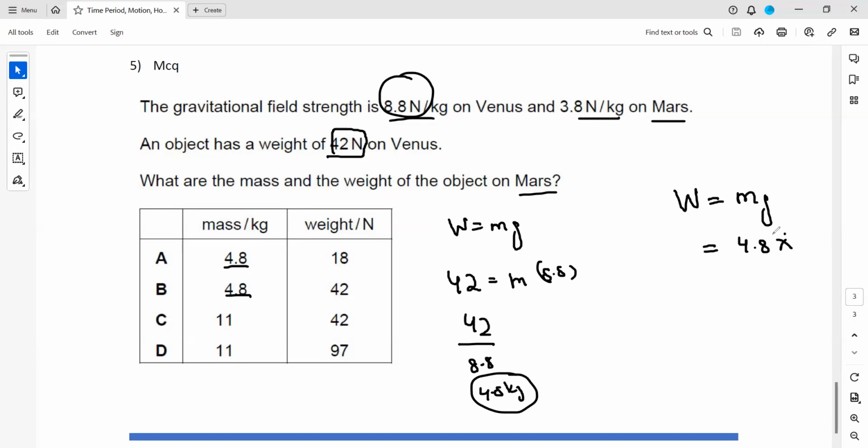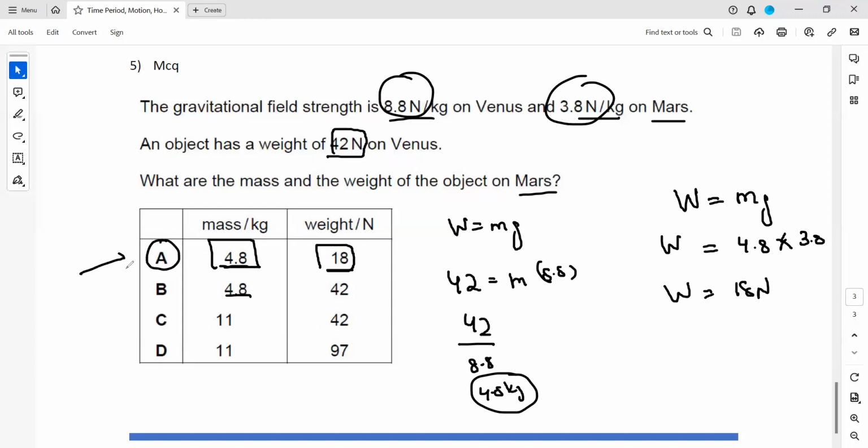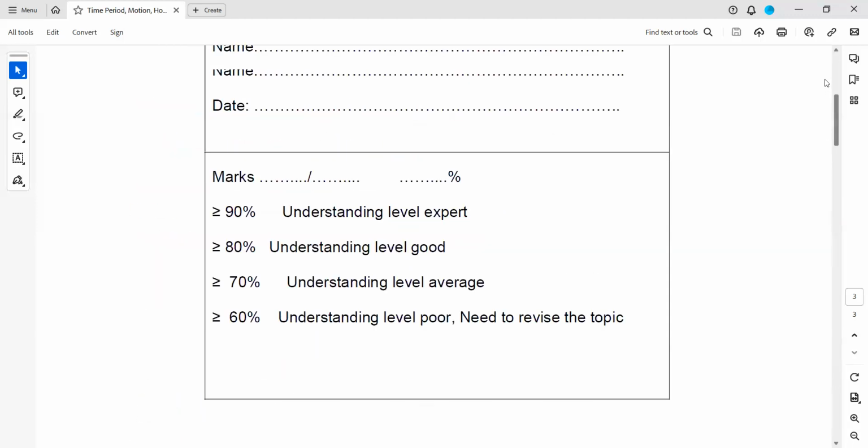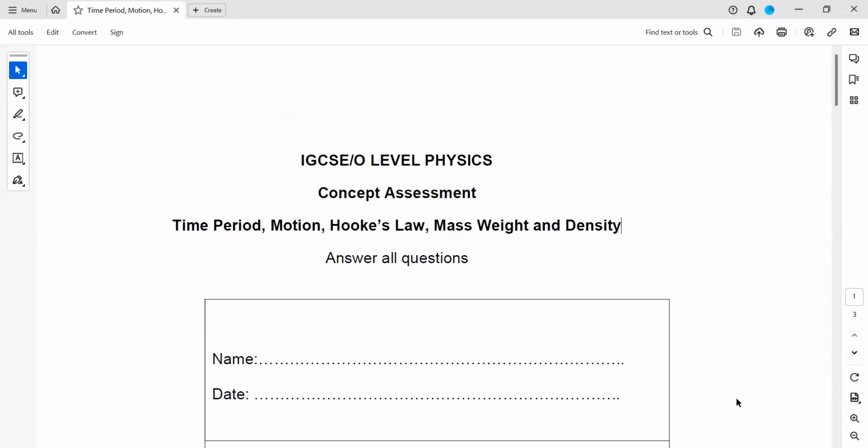Mass remains 4.8, but the gravity of Mars is 3.8. So 4.8 multiplied by 3.8 will give us 18. So the weight on Mars is 18 and the mass on Mars is 4.8. So it matches with option A. So A is the right answer for this. So this was a pop quiz related to time period, motion, Hooke's law, mass, weight, and density concepts.